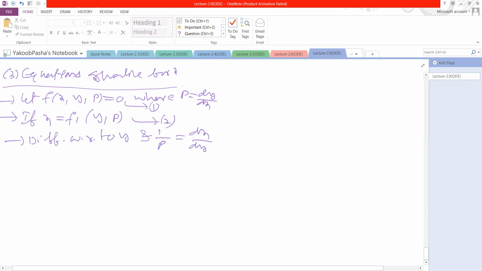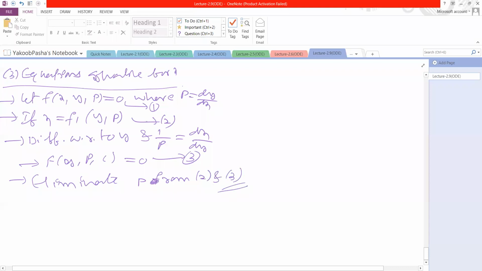Same as before, separating the y dy terms on one side and the p dp terms on the other side and integrating, we get a function of the form f of y, p, c is equal to 0. Equation 3 comes. Now the target is to eliminate p from 2 and 3. From 2 and 3 we get the required solution. Otherwise we can write the product of 2 and 3 is the required solution.